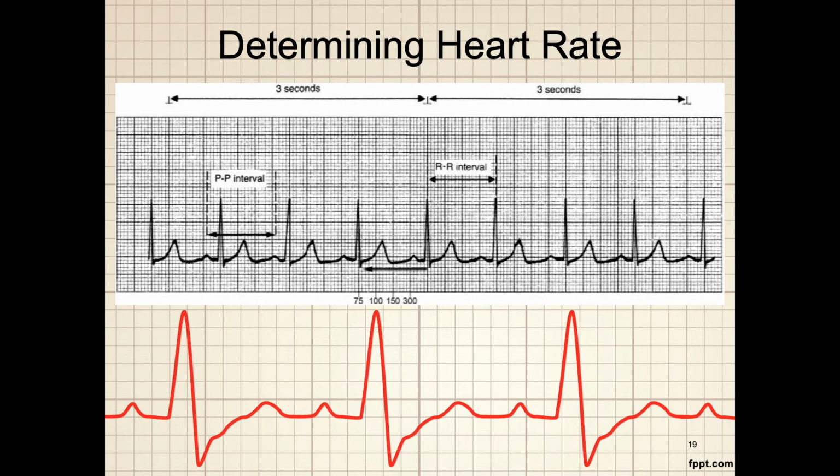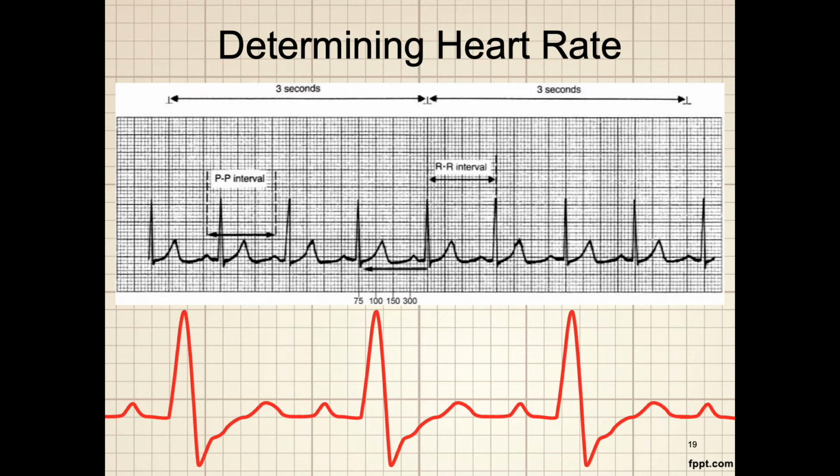Now that you have started to understand how we identify the different waveforms, another important tool to have when interpreting ECG is, what is the rate of this heart? How fast are the atria and ventricles actually firing? Well, we're going to use the different distances of the ECG pattern.